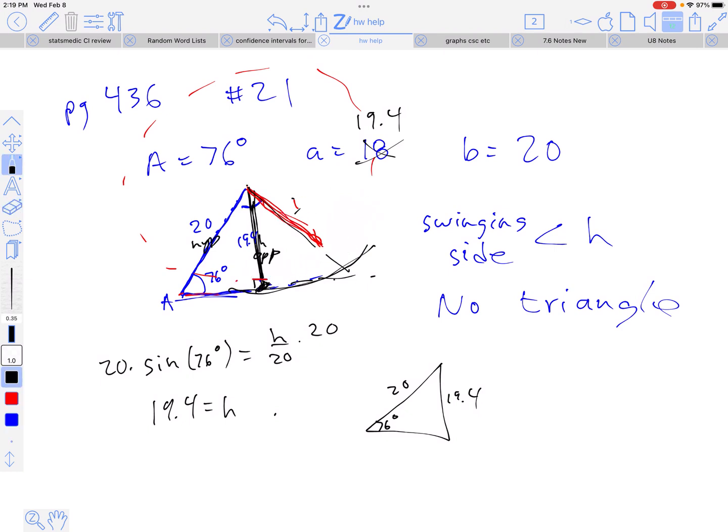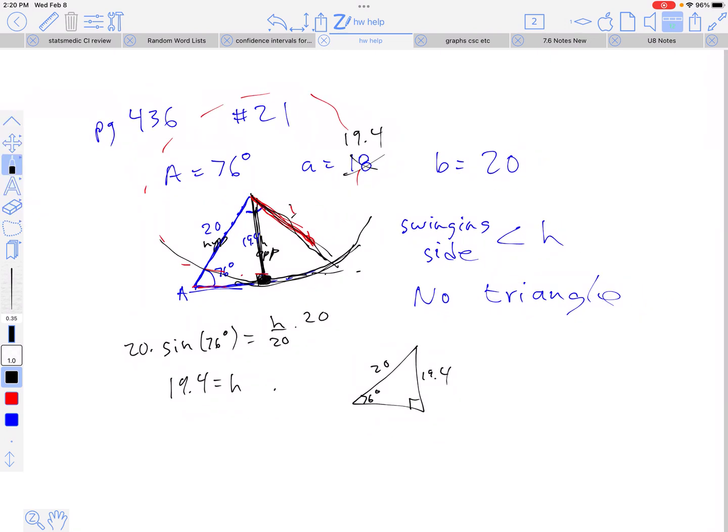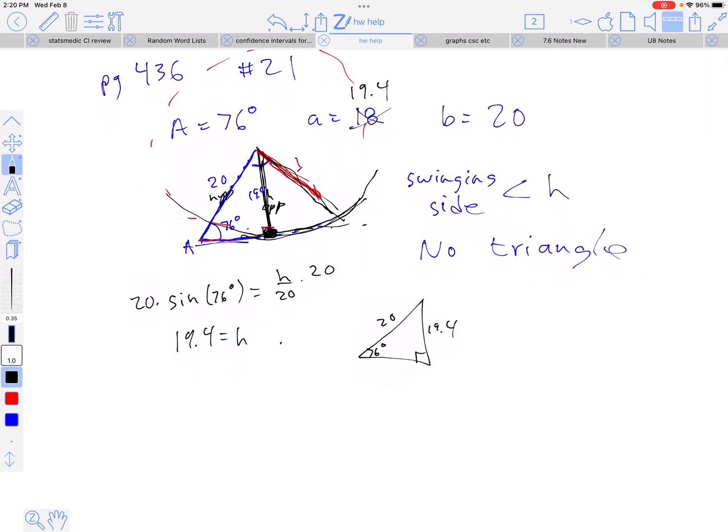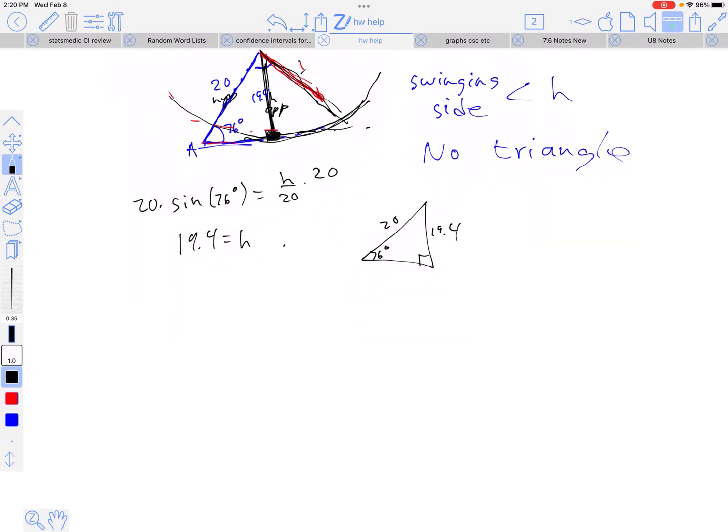Okay, so if it is 19.4 long though, it'll come in, like I said, it won't touch until right there, and then it won't touch again. So you'll just have one triangle, and then now you know, since there's only one triangle and it's the same as the height, you know that it's a 90 degree, and then you can easily solve that, right? But anyways, the answer on 21 is no triangle, okay?